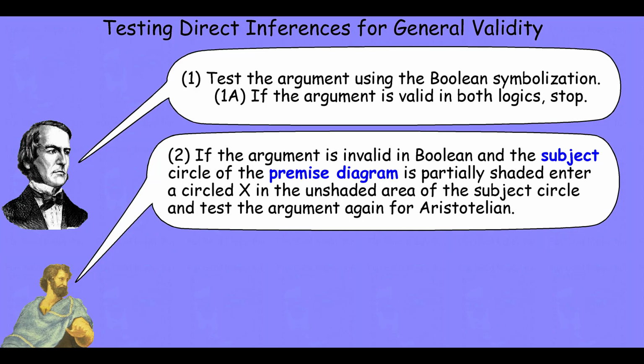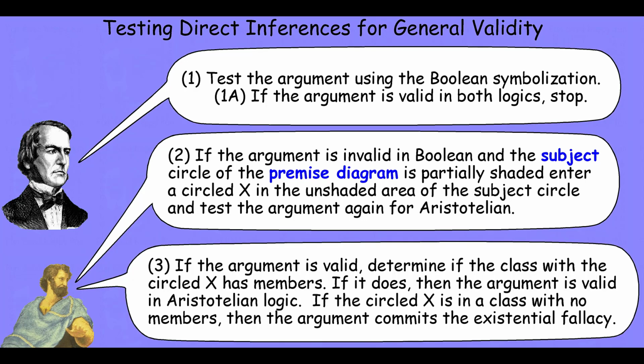to see if what is contained in our conclusion diagram, what we need to make our conclusion true, is now also included in our premise diagram. If the argument is valid in that sense, if what I need to make my conclusion true is also in my premise diagram, then I have to go to the class where I introduce that circled X. I have to go to the subject class of my premise diagram, and I have to decide, does that circle represent a class that actually has members? Is the Aristotelian assumption in fact true about that specific class? If it is, then we say that the argument is valid in Aristotelian logic.